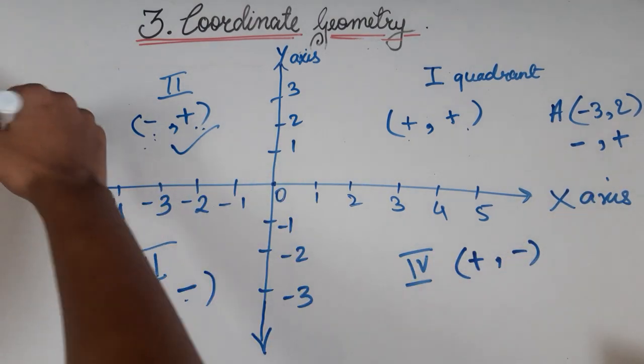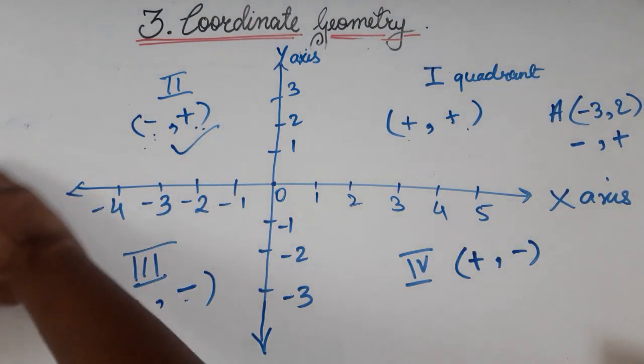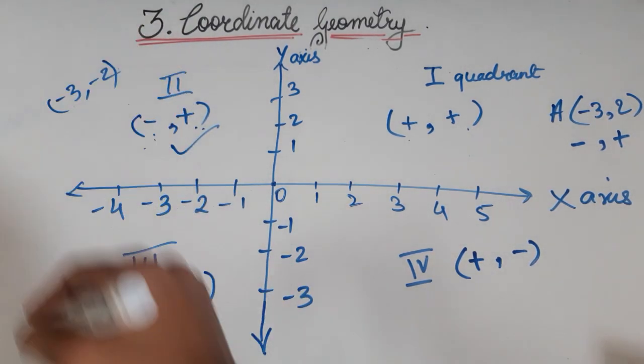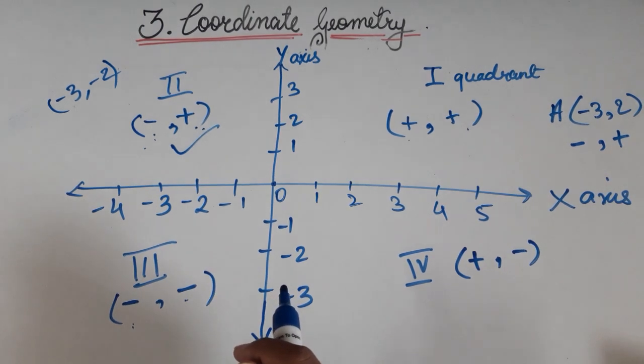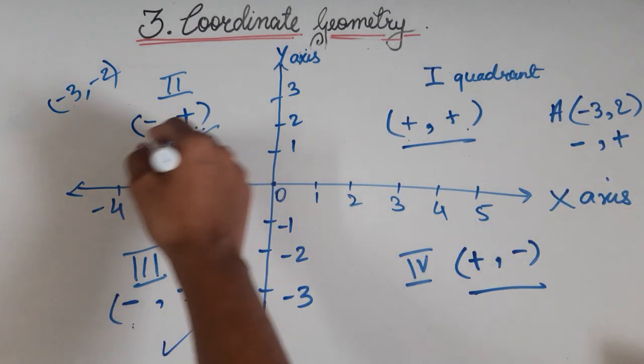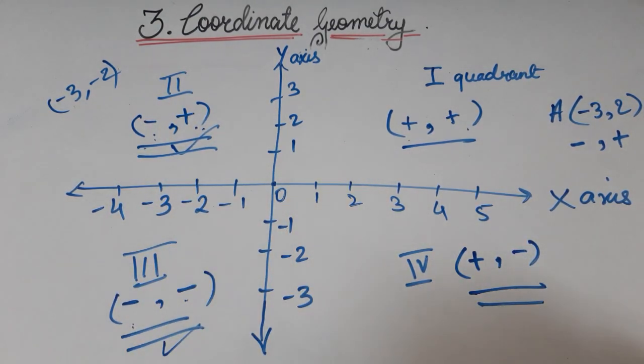So suppose the point's coordinates are (-3, -2). The x coordinate is -3, so it will be to the left of the origin, and the y coordinate is again negative, so it will be below the origin. To the left and below means the third quadrant, right? So the point lies in the third quadrant. So without actually locating the point, we can tell in which quadrant the point is lying by simply using these sign conventions of the quadrants.